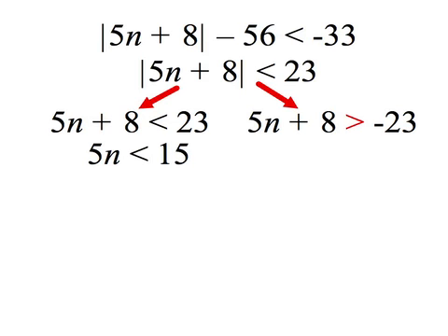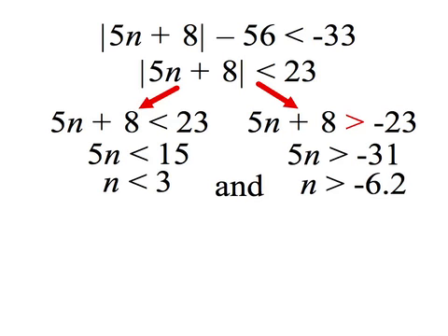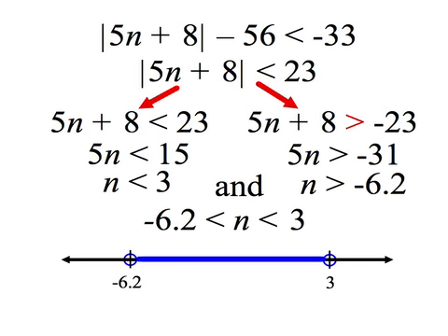And now we're going to add negative 8 to both sides on the left, divide by 5. We're going to add negative 8 on the right, and then we're going to divide by 5. And there's our two numbers. N is less than 3, and n has to be greater than negative 6.2. We can write it as shown, and here's the graph.